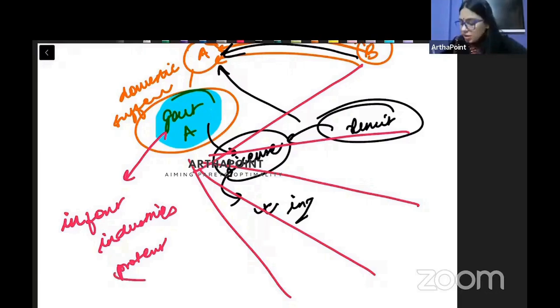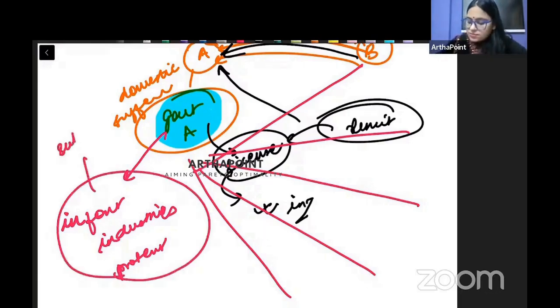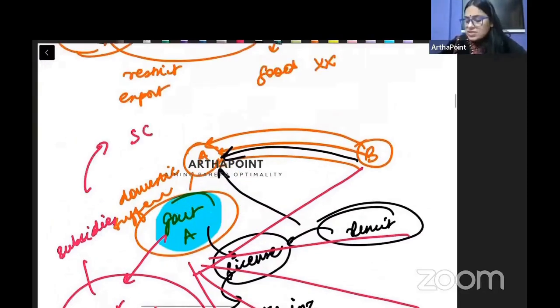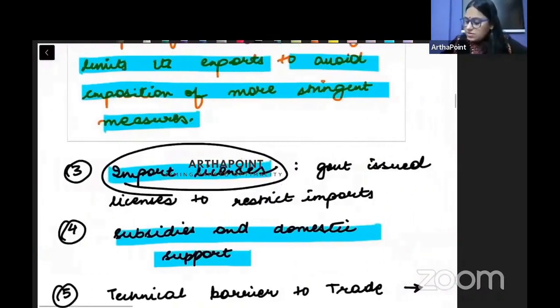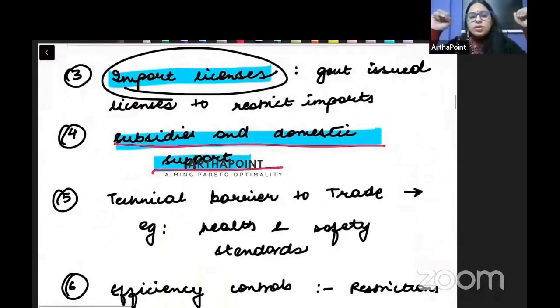How will you protect it? By giving it subsidies, by opening what is called a Special Economic Zone. Open SEZs, open Special Economic Zones. So this is subsidies and domestic support. You are providing subsidies to your domestic producer so that they are protected against competition.